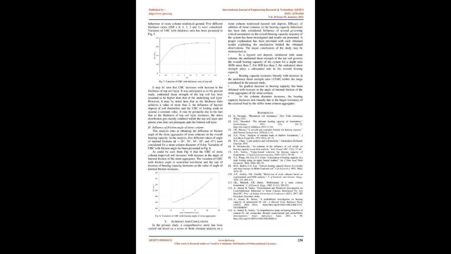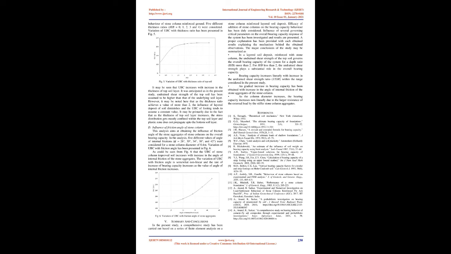D. Influence of friction angle of stone column. This analysis aims at obtaining the influence of friction angle of the stone aggregates of stone columns on the overall bearing capacity. In the analysis, 5 different values of angle of internal friction, φ equals 26 degrees, 30 degrees, 34 degrees, 38 degrees, and 42 degrees, were considered for a stone column diameter of 0.4 m. Variation of UBC with friction angle has been presented in Fig 6.